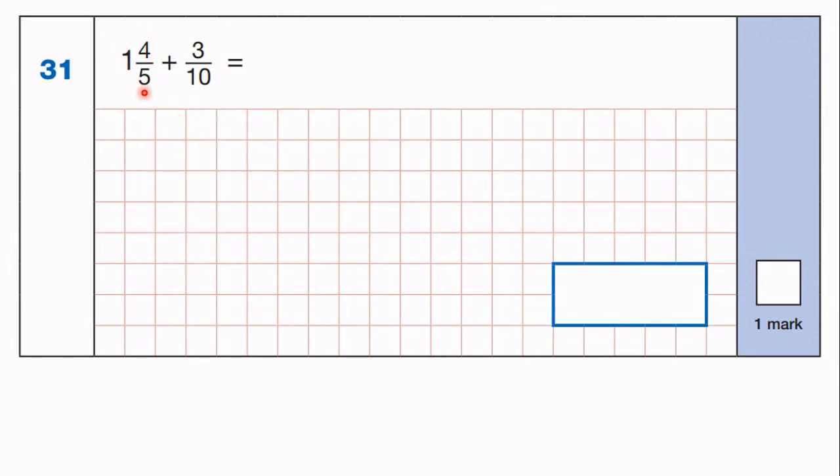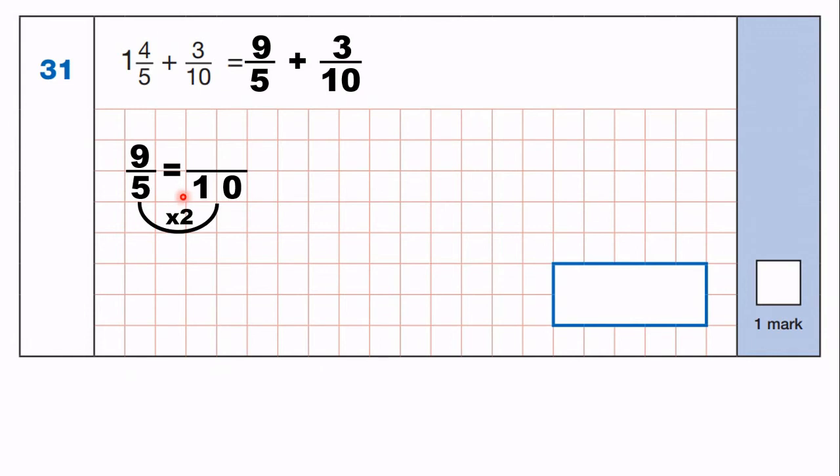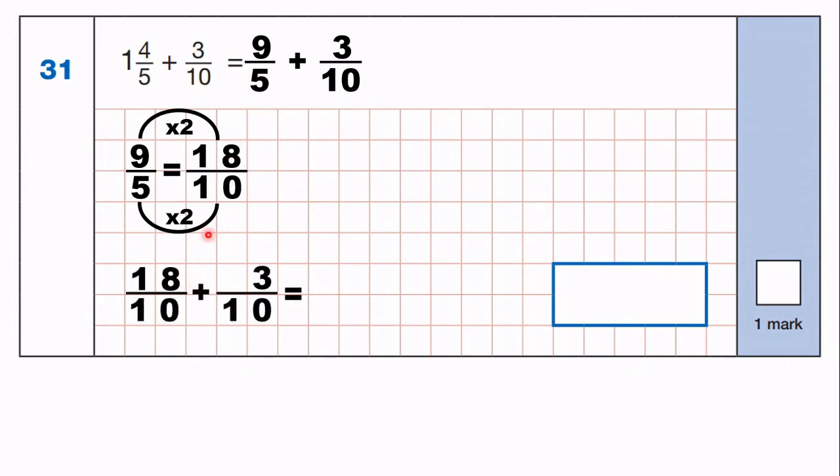But there is another way to answer questions like this. That's to change our mixed number to an improper fraction. As a mixed number, 1 and 4/5 is 9/5, and we need to add 3/10 to that. To add fractions, we need the denominators to be the same, so we need to find an equivalent fraction to 9/5 with a denominator of 10. 5 times 2 is 10, and 9 times 2 is 18. So instead of 9/5, we can rewrite our question again, this time as 18/10 plus 3/10.